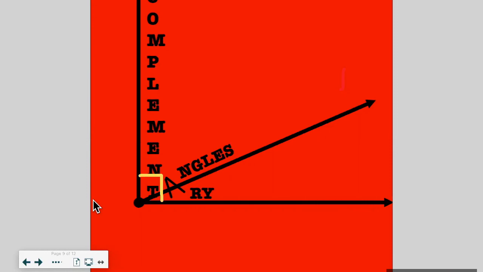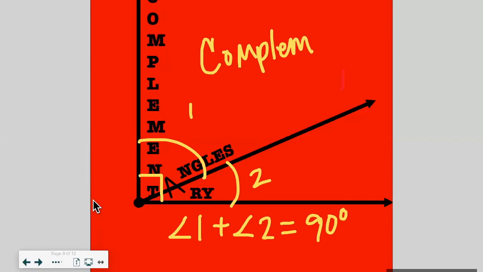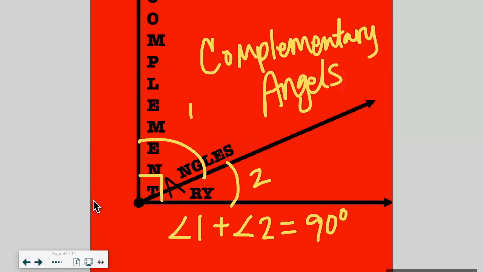We have, though, three angles here. We have the right angle, we have what I'm going to call angle 1 and angle 2. So if you were to add angle 1 plus angle 2, you would get what? You would get 90 degrees because together they form a right angle. When angles add up to 90 degrees, they are called complementary angles. They complement one another. Complementary angles add up to 90 degrees.